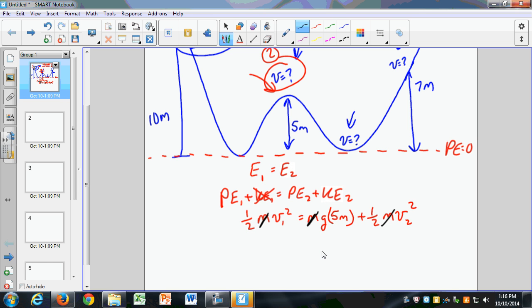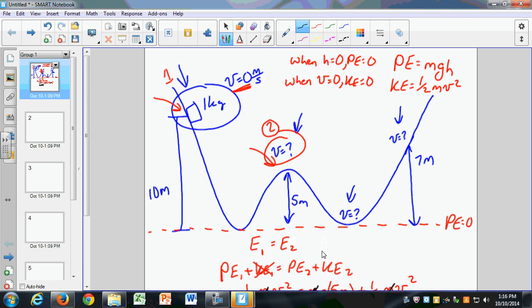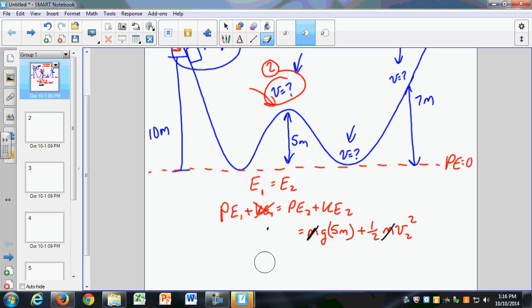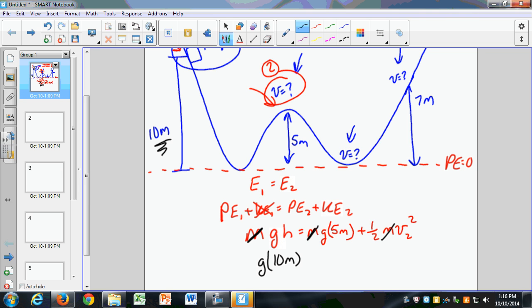Okay, now I can just put in numbers here. I have 1/2 of v1, that was 10 meters per second. Oh no, I'm sorry, shoot, I did it again. Very sorry. mgh. Alright, so our masses cancel. Very, very sorry about that. So this is g times 10 meters. That's my height over here, equals g times 5 meters plus 1/2 of v2 squared.